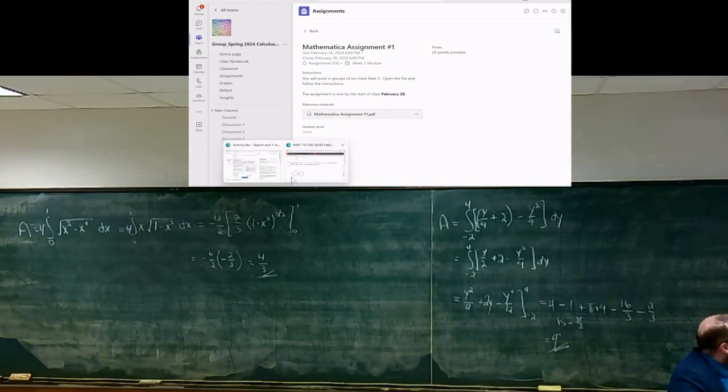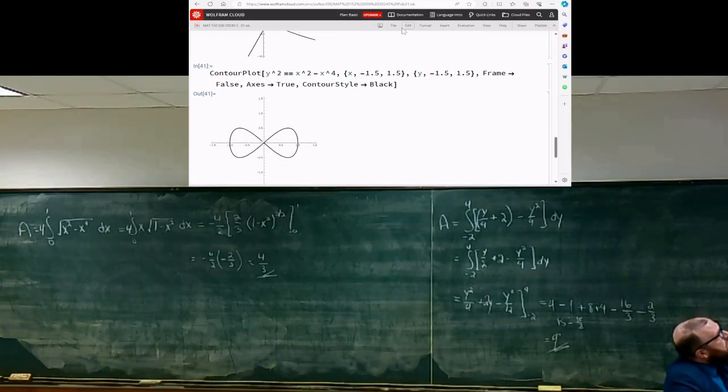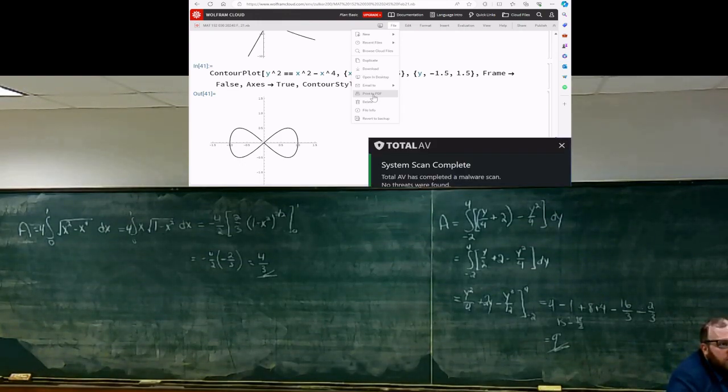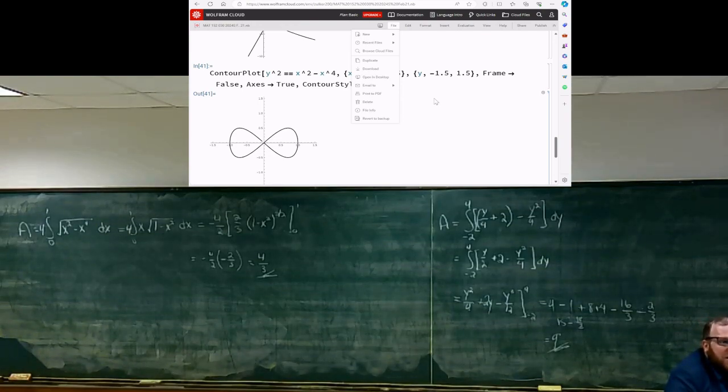You should be able to print it as a PDF if you want to upload it. I would recommend you do that. Print a PDF and then upload it that way. Make sure that every group member's name is on the assignment. Every group member is going to get the same score, so I need every name. If you have any questions, don't hesitate to reach out to me.